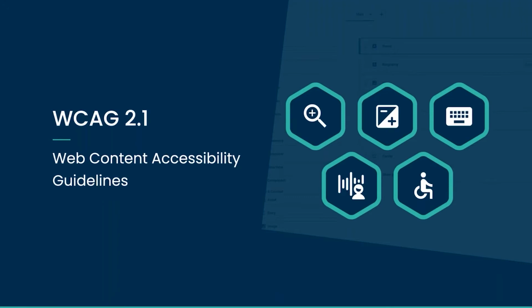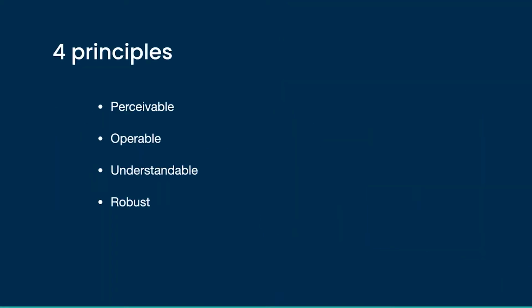So I keep saying WCAG, said it a few times now, but what's it stand for? It's the Web Content Accessibility Guidelines, and they're an internationally recognized set of recommendations for improving web accessibility. And they're based on 4 principles: that your site is perceivable, operable, understandable, and robust. And let's go through those in a bit more detail.